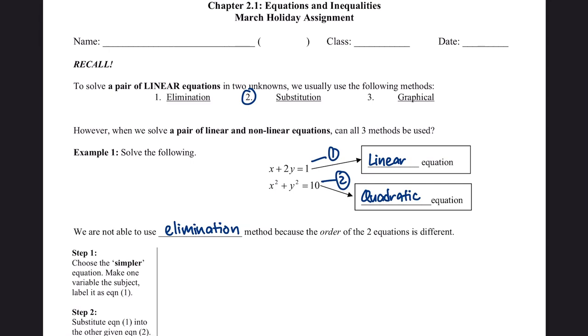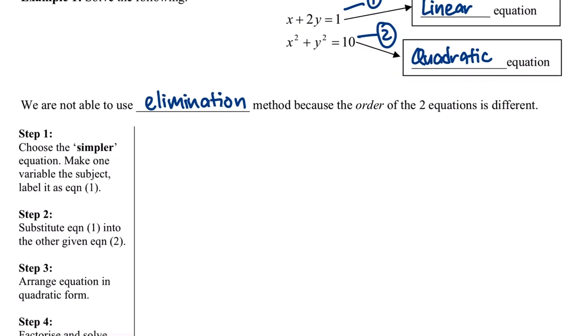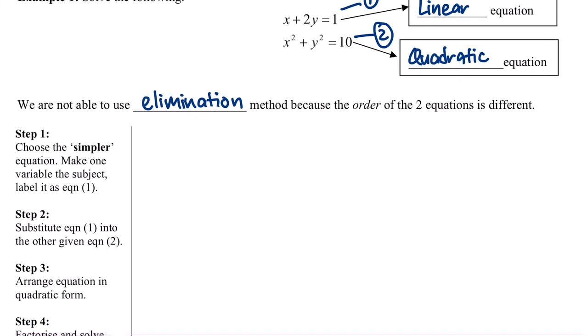So in example 1, we have the first equation x plus 2y equals 1, and the second equation is x squared plus y squared equals 10. So this is a pair of equations where one of them, equation 1, is actually linear, and the second equation is actually quadratic.